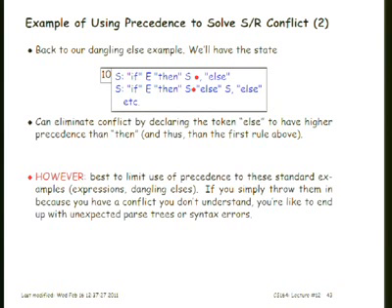Okay, so there you go. That's the problem. Now we come to these other things, these reduce-reduce conflicts. Sometimes you can have a situation where there are two reductions, two possible reductions in the same state.